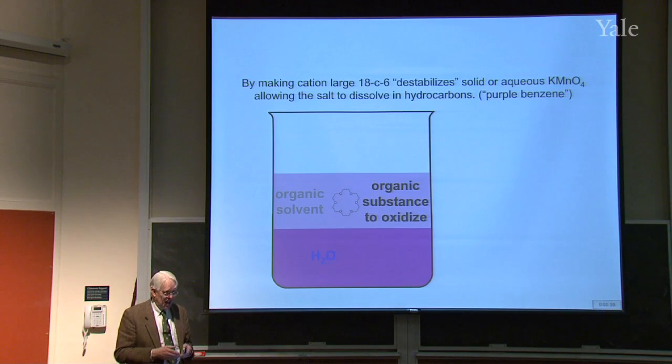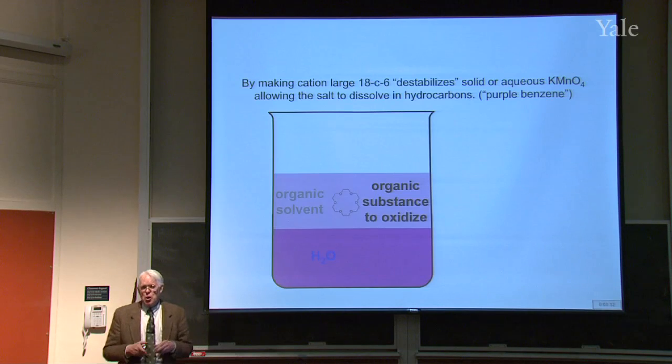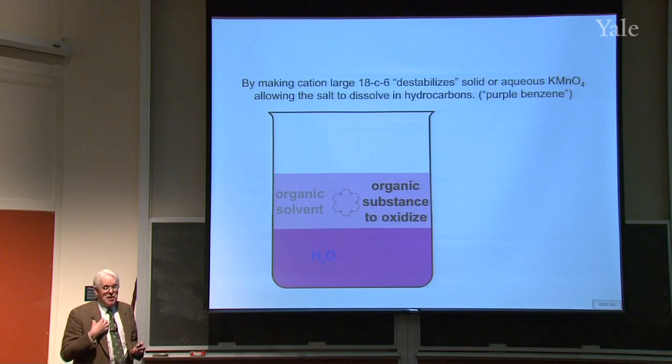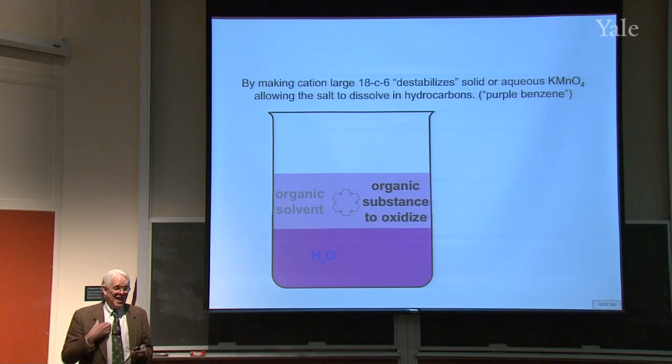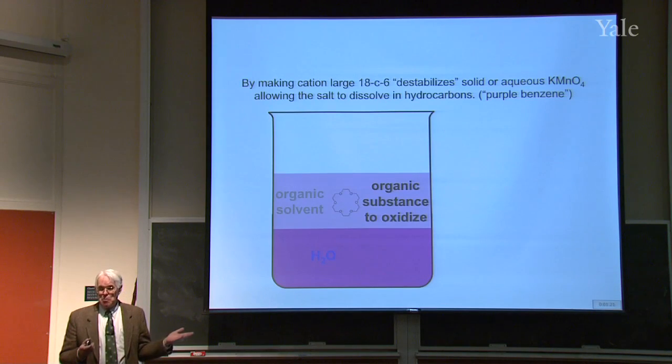So by making the cation large, 18-crown-6 destabilizes solid or aqueous permanganate, allowing the salt to dissolve in hydrocarbons, and people call this purple benzene. I actually have never done this and never seen purple benzene, but Professor Ziegler has done it, and he tells me that purple benzene prepared this way isn't purple at all, it's yellow.